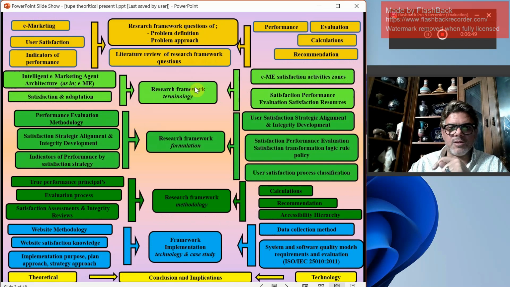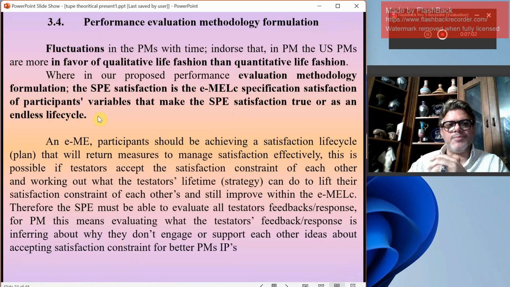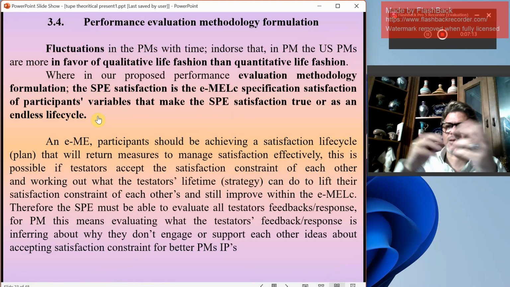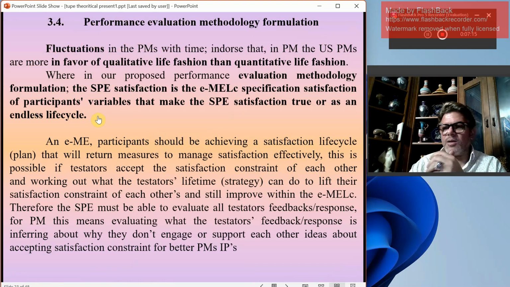Okay, so we finished the terminology last time. Today we're going to talk about the formulation. We're going to start with the performance evaluation methodology. The methodology, of course, will have the satisfaction performance evaluation and life cycle and lifetime, and all these satisfaction resources we talked about last time.